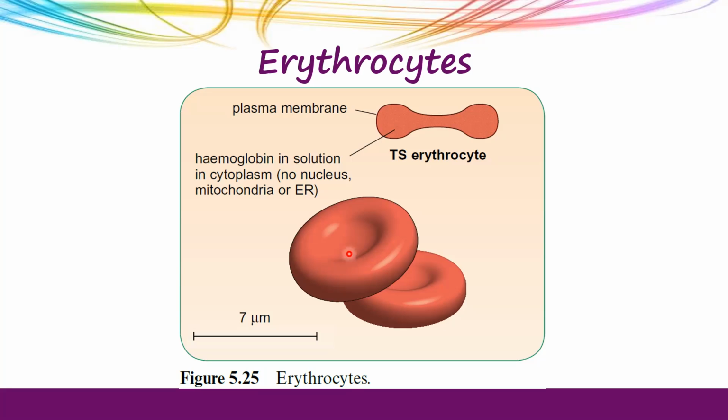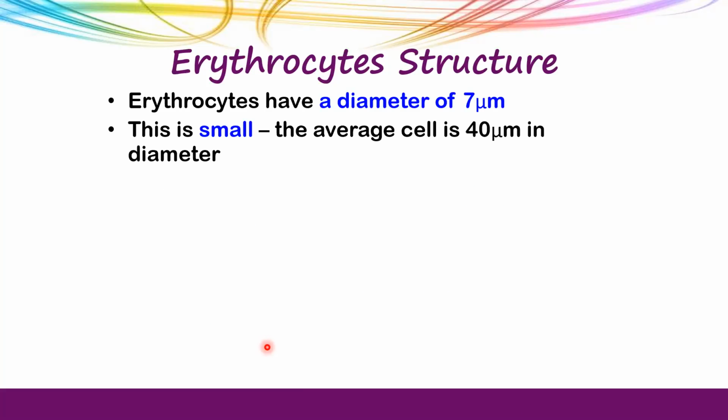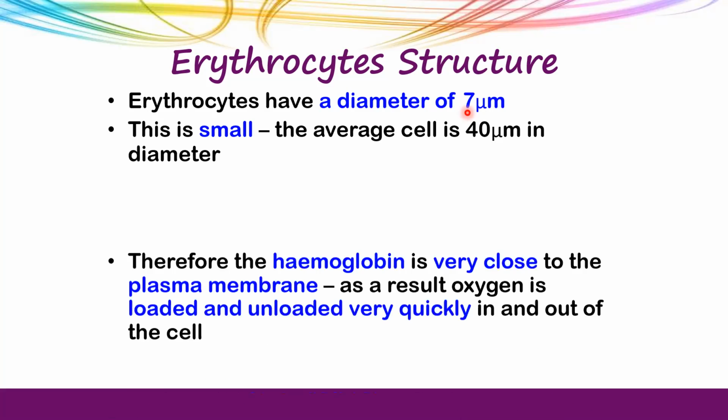It increases the surface area, and the size of erythrocytes, or red blood cells, is 7 micrometers. The general size of a capillary is around 8 micrometers, so red blood cells can squeeze through the capillaries, one red blood cell at a time. They have a diameter of 7 micrometers. They're small, yes. The average eukaryotic cell size is 40 micrometers in diameter, so 7 micrometers is quite small.